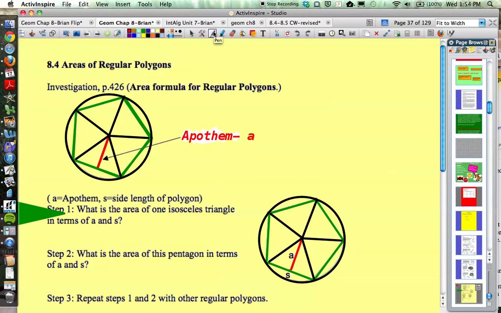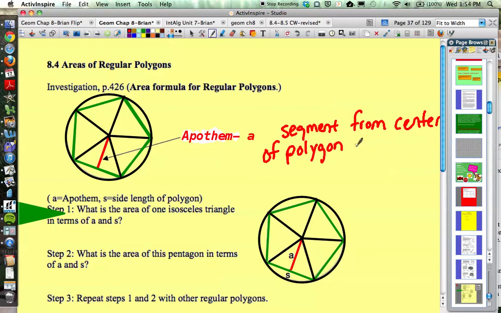So an apothem is the segment, and we'll name it with a lowercase a, so that's what this a is here for, but a segment from the center of the polygon perpendicular to the side of the polygon.